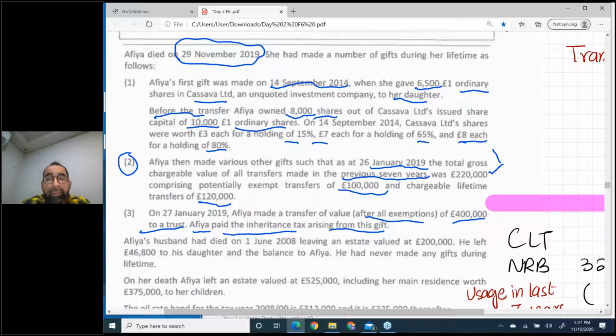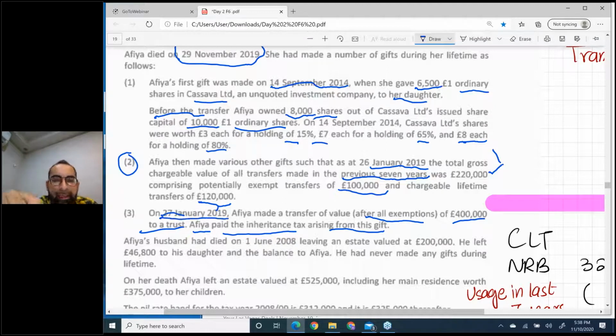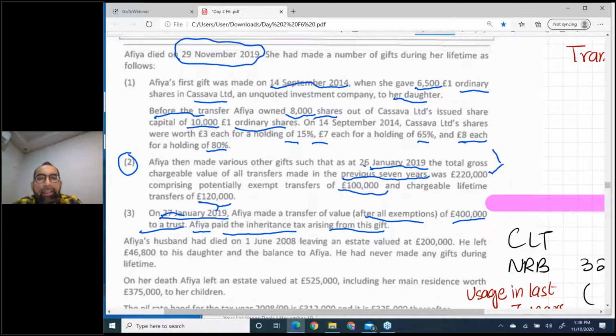But my dear students, look at this date. This is 27 January 2019 and this is 26 January 2019. So they have clearly said that in the last 7 years there is one CLT of 120,000. So that CLT must have consumed your NRB. So for NRB deduction, you have to deduct 120,000. Don't forget.